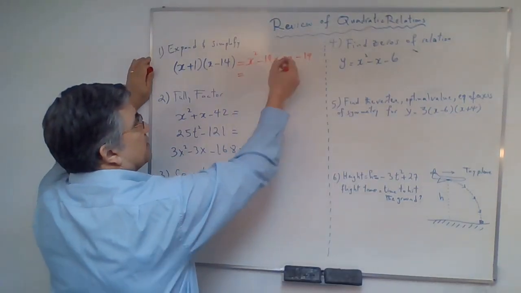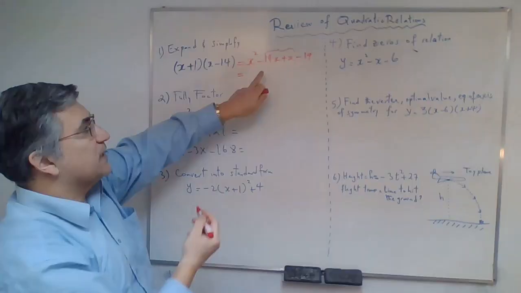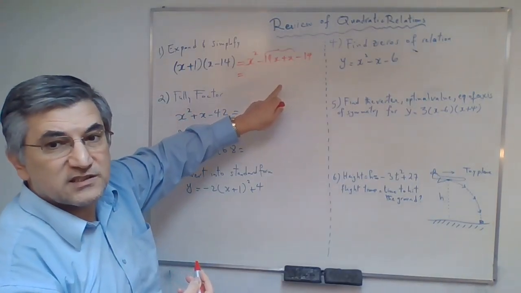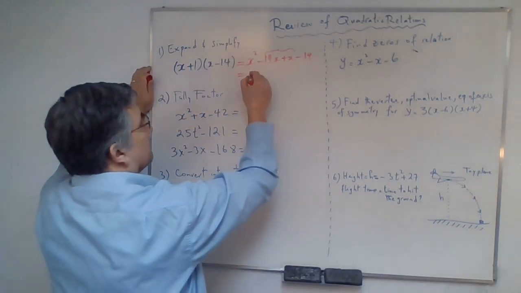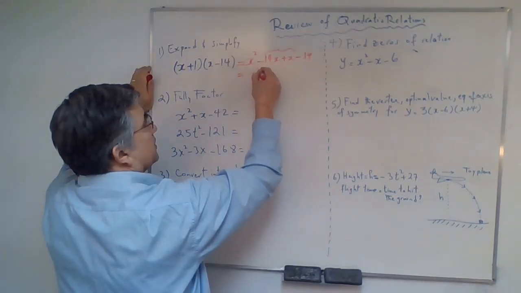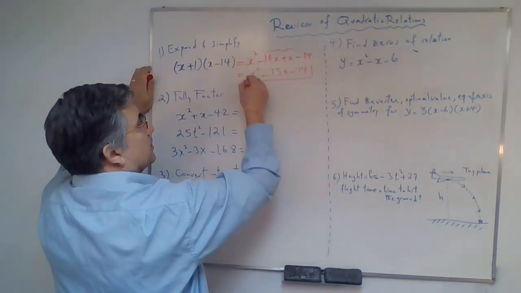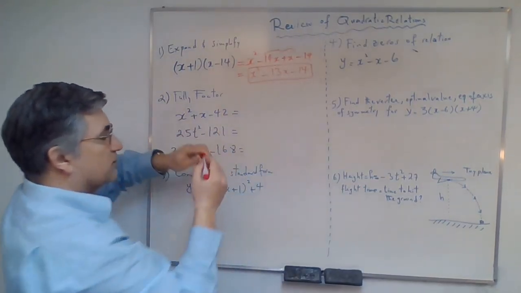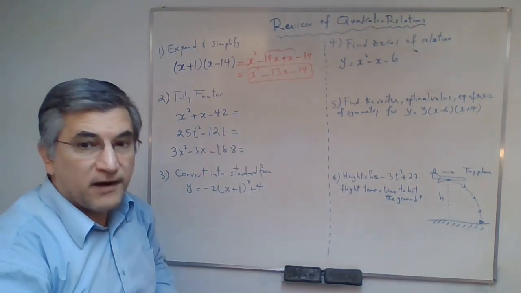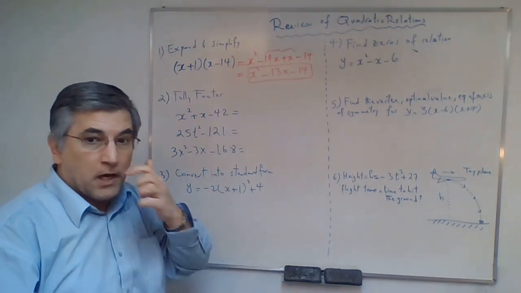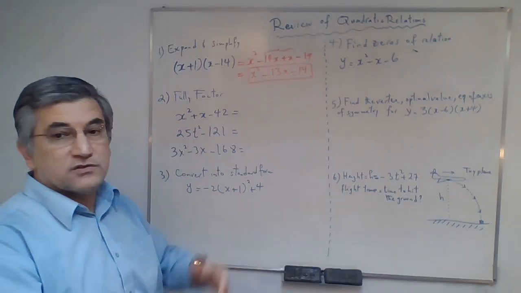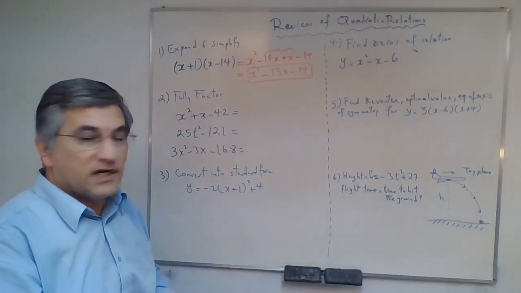And then we have to collect like terms. You know that negative 14x plus x is negative 13x. So the final answer would be x squared minus 13x minus 14. So that's the final answer for the first expanding of the two binomials. Very straightforward. I hope you can get these kind of questions perfect on your test.